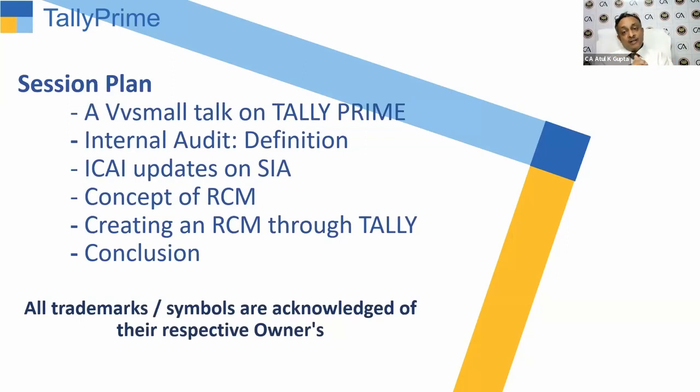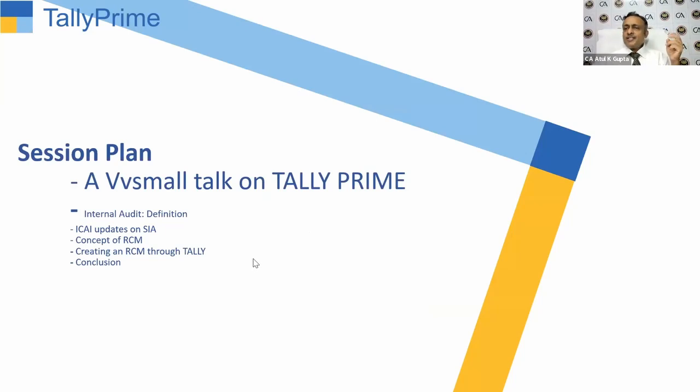How, as an internal auditor, we could perform a risk assessment of how your software is configured, and then how you can draw conclusions based on that. Then creating an RCM through Tally, and then we'll see some basic standard features of Tally which are there, but they can always be used for doing a good internal audit. So let us start with the first part of the discussion, that is on TallyPrime. I understand all of us know TallyPrime, but just to bring us at the same level of understanding, we are having this session. And the last line is very important: all trademarks and symbols are of their respective owners. So, a very small talk on TallyPrime.